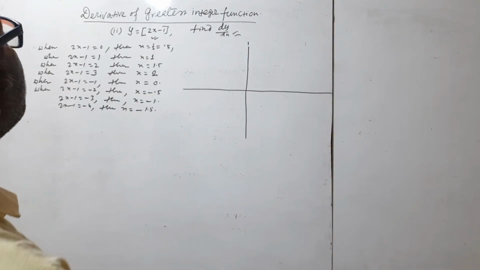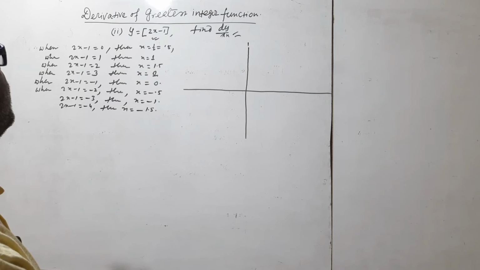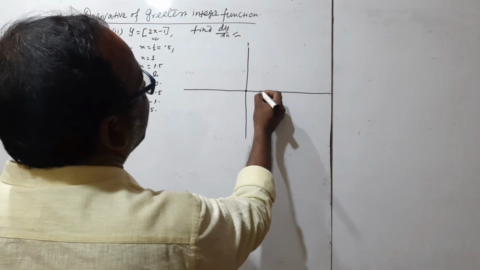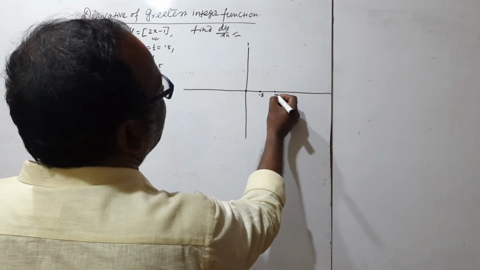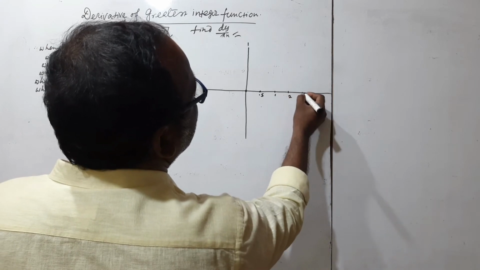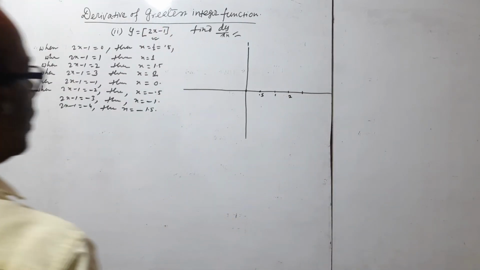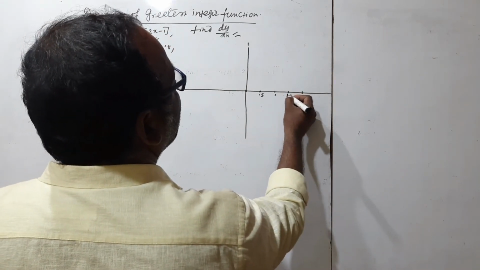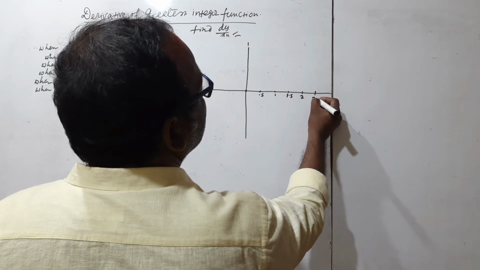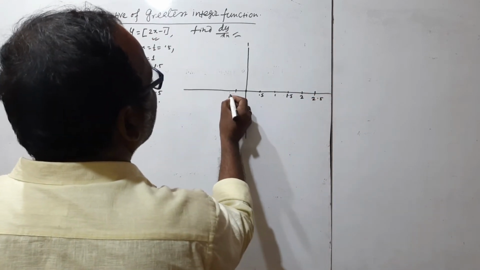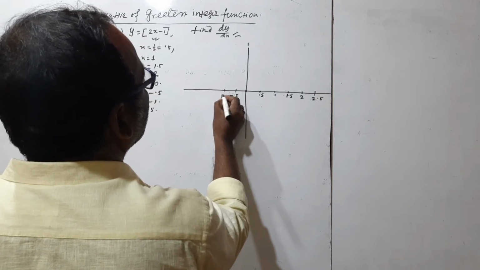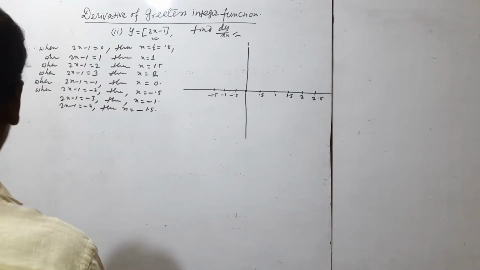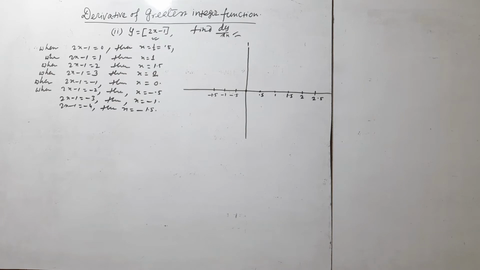Actually, the values of x look like this: from 0 here, this is 0, then we got 0.5, this is 1, this is 1.5, this is 2, this is 2.5, and the same as minus 0.5, minus 1, minus 1.5, like that.